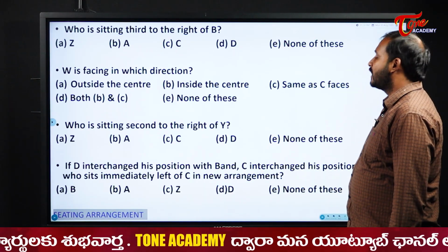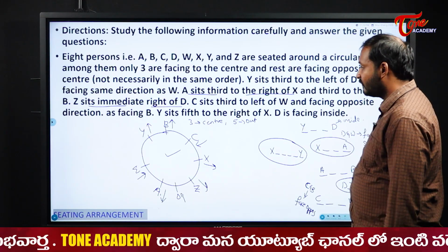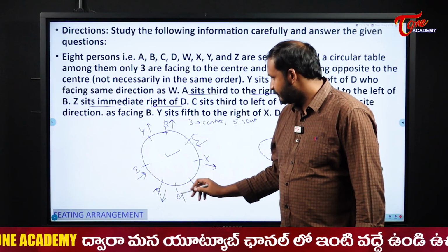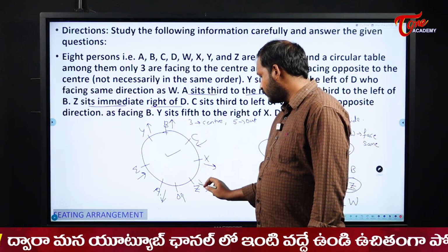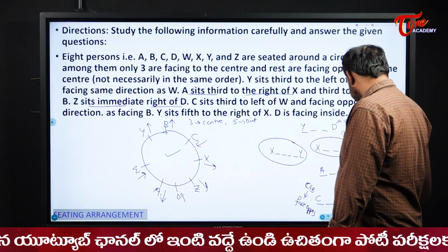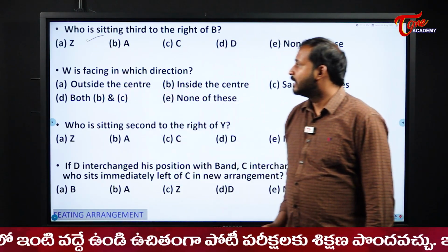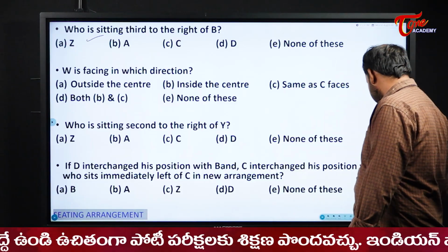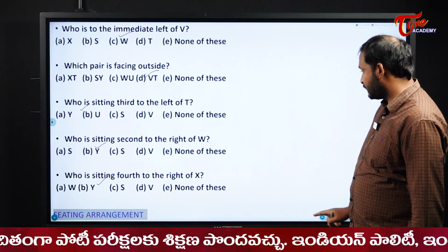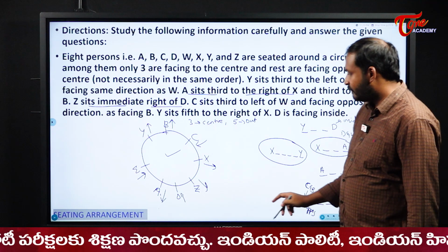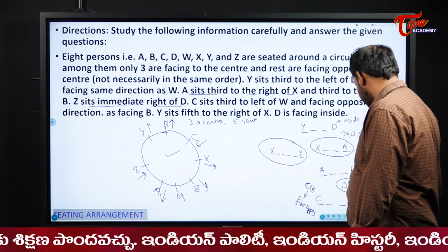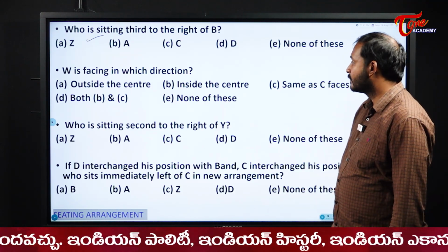Who is sitting third to right of B? Who is sitting third to right of B, students? Right of B. B is facing outward. 1, 2, 3. It is Z. It is Z. Option A. Next, W is facing in which direction? W faces which direction? Inward. Inside.